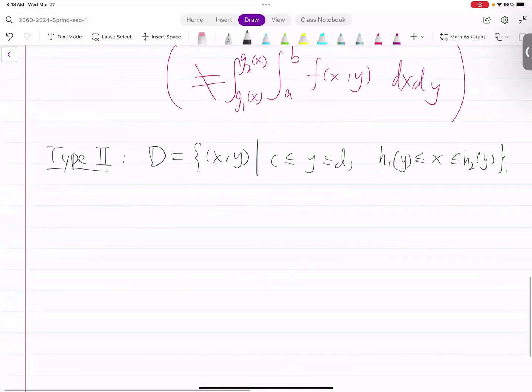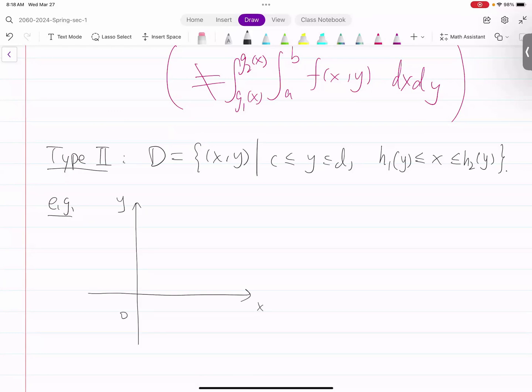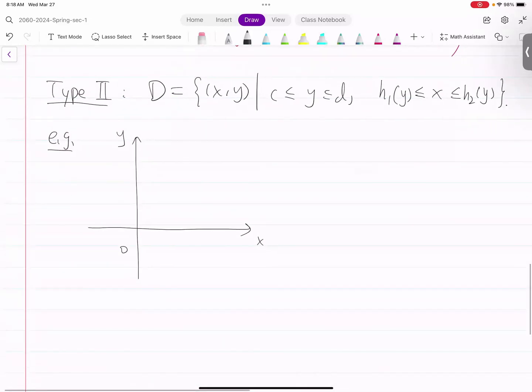So basically, as figures, that's really clear. It's just interchanging the order of description. So we still have the xy plane, and then we specify the range of y, let's say from c to d. Okay.